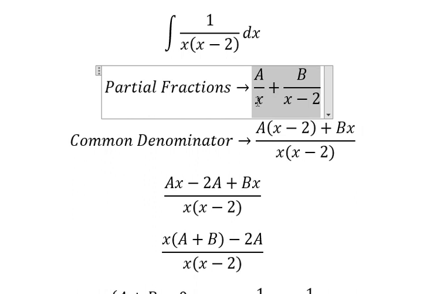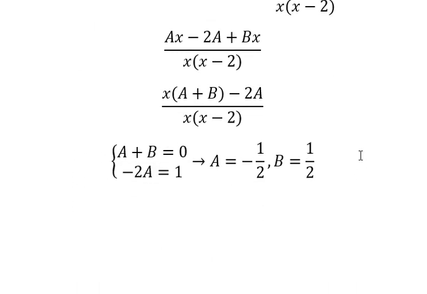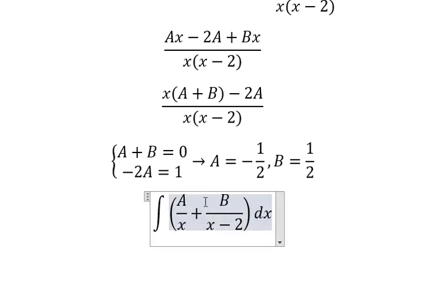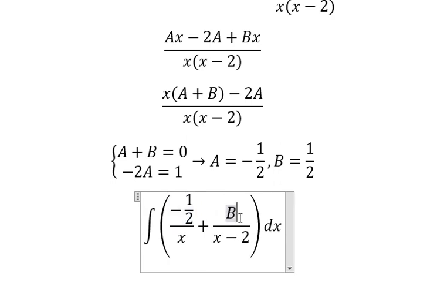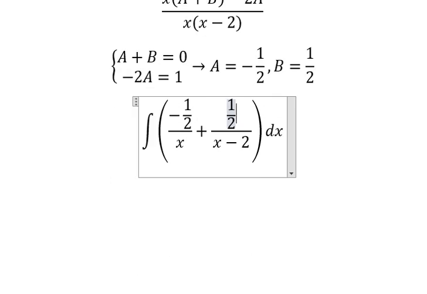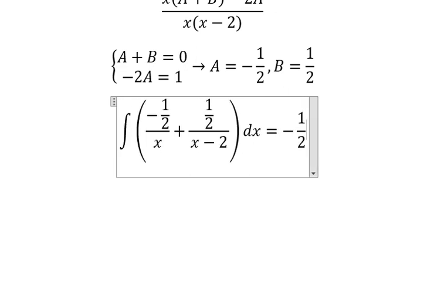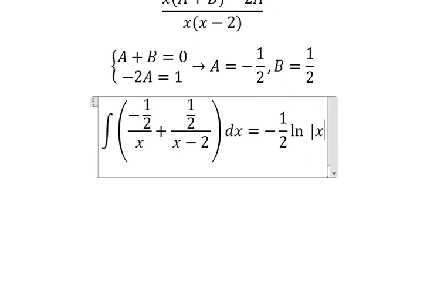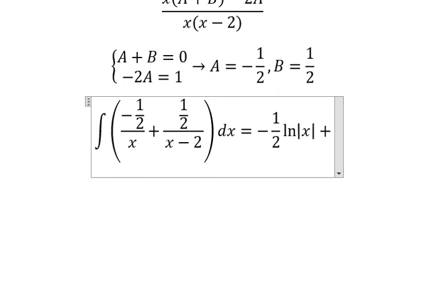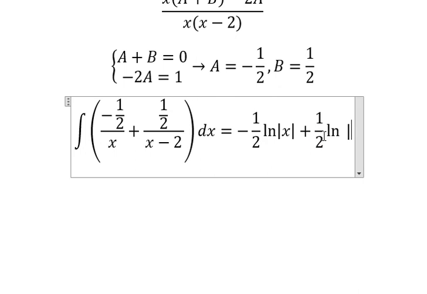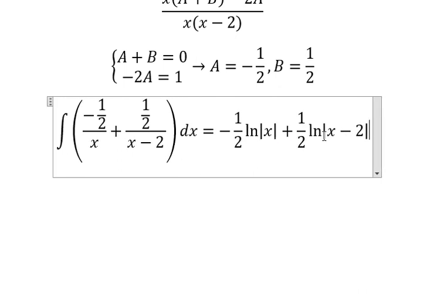So we put the value of A and B in here. A is negative 1 over 2. B is 1 over 2. The integration of this one, we have negative 1 over 2 ln of the absolute value of s. The integration of this one in here, we have 1 over 2 ln of the absolute value of s minus 2, and we put plus C.